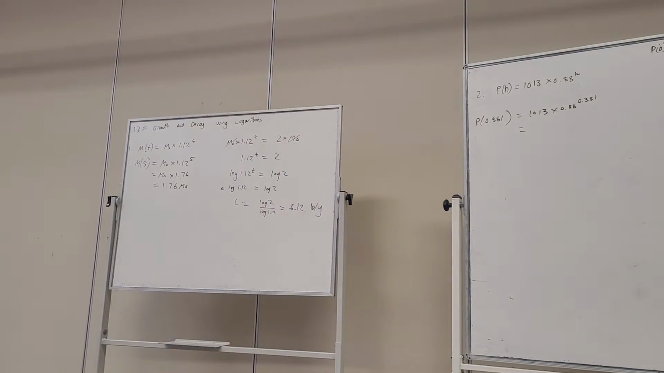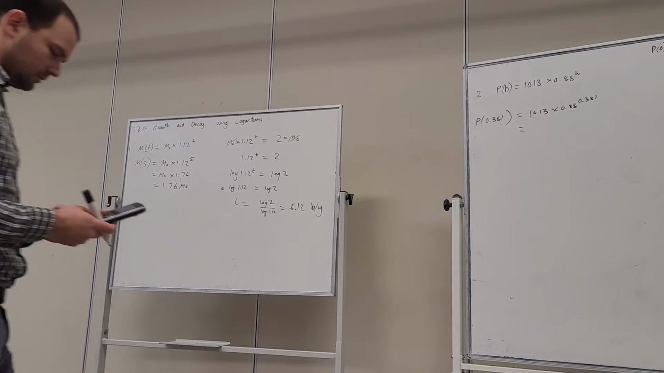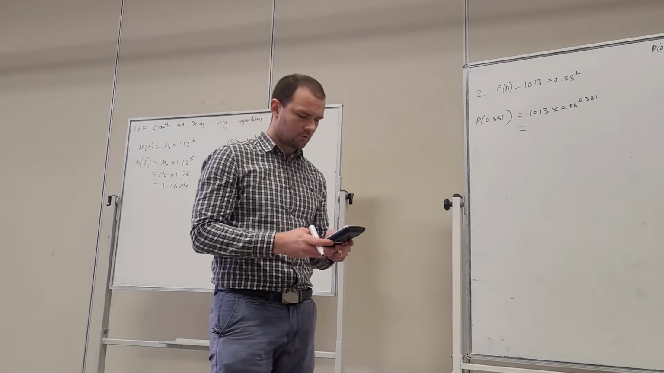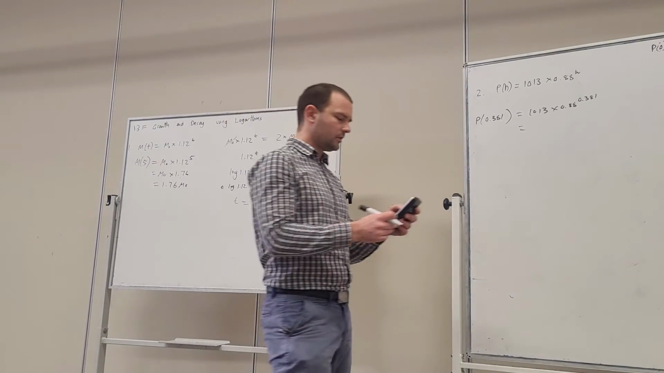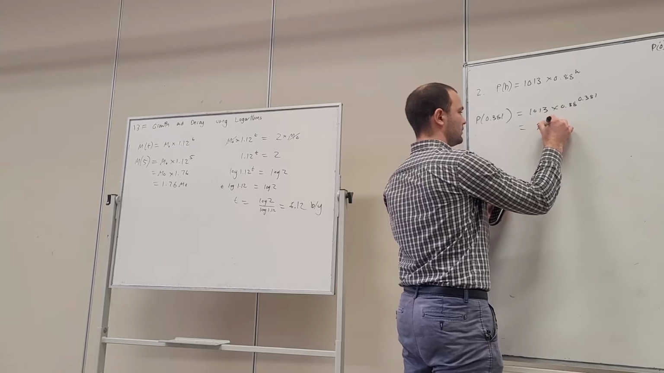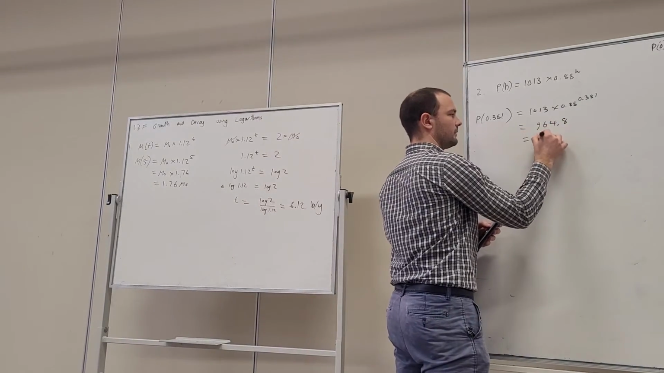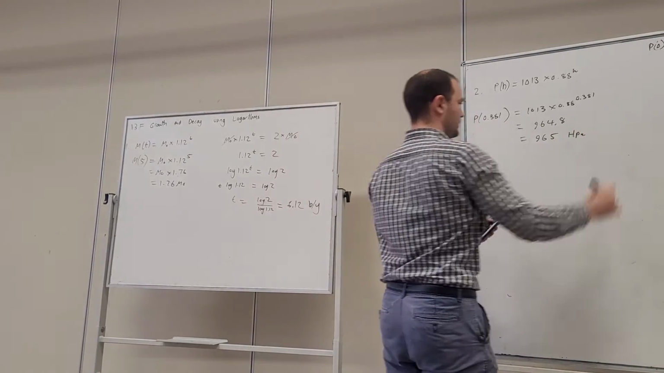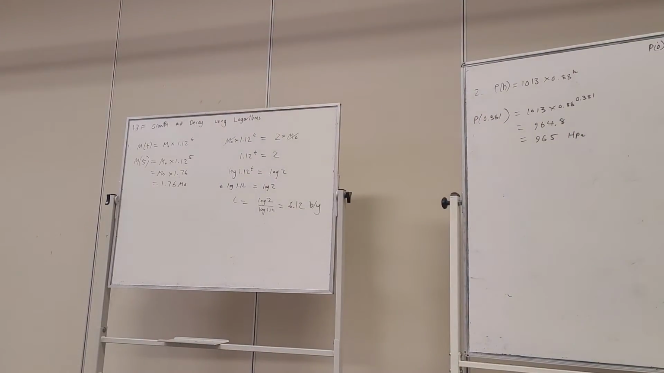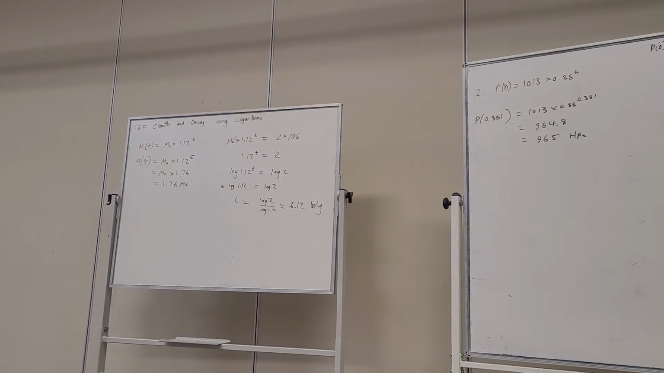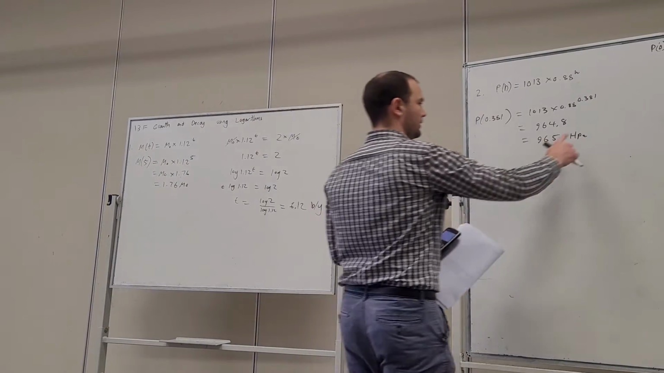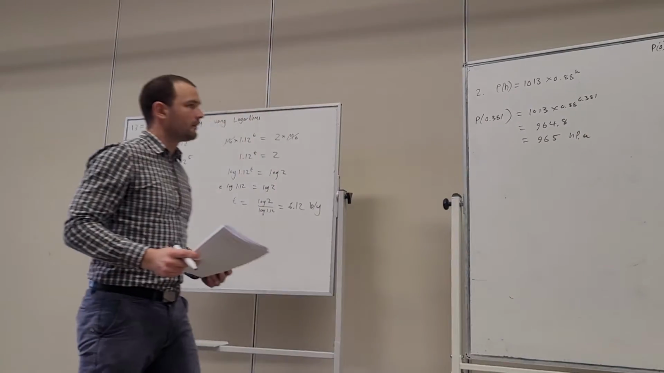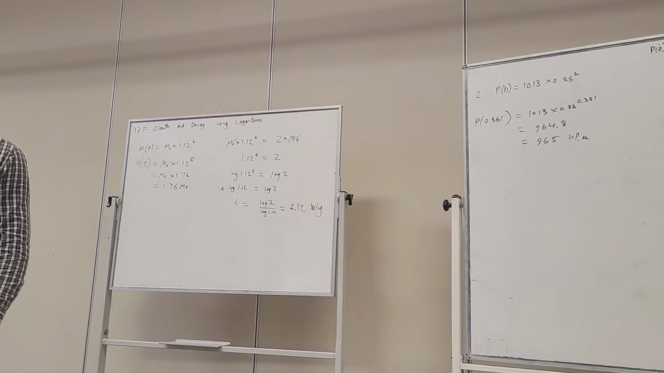Let's crunch that. 964.8. Round to three significant figures: 965 hectopascals, hPa. It's the other way, it's capital P. Hectopascals being the measure of pressure.